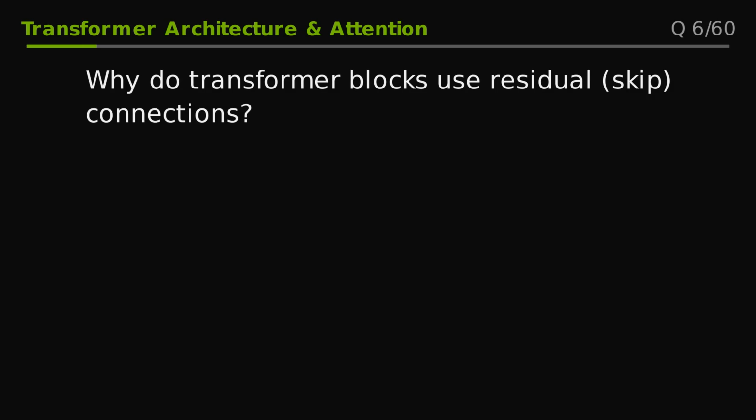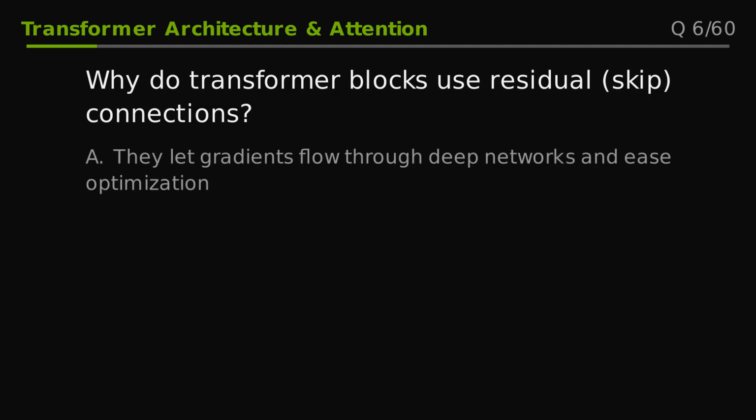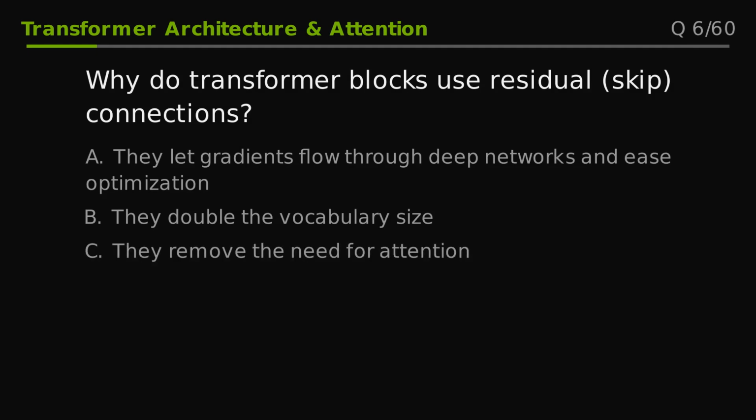Question 6. Why do transformer blocks use residual skip connections? Option A. They let gradients flow through deep networks and ease optimization. Option B. They double the vocabulary size. Option C. They remove the need for attention. Option D. They encrypt the activations.